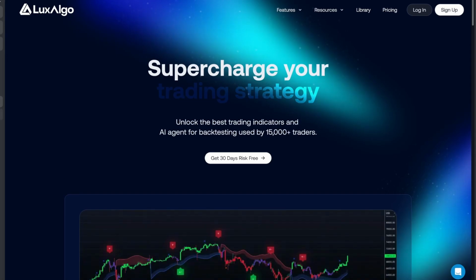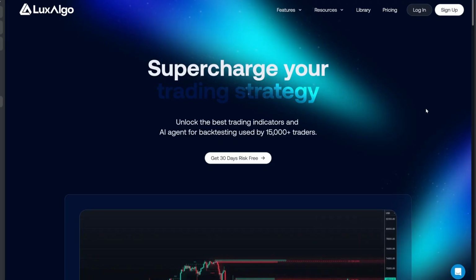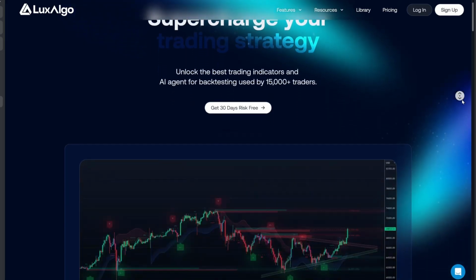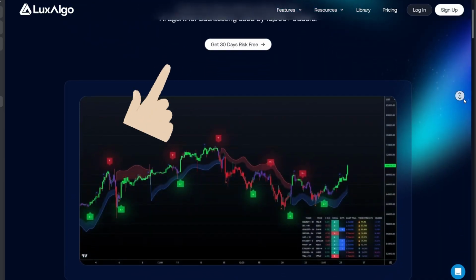Traders, want to level up your TradingView game? Today we're comparing LuxAlgo and AlgoPro, two tools designed to sharpen your signals and improve your entries. Whether you prefer simplicity or total control, we'll break down what each has to offer.